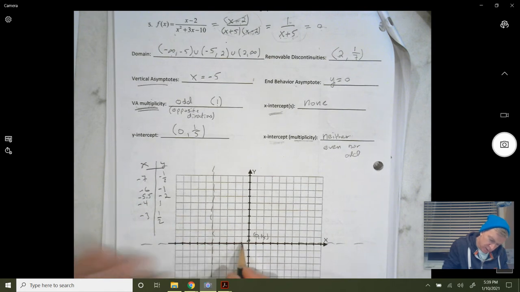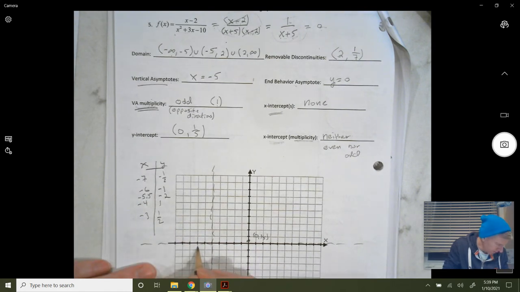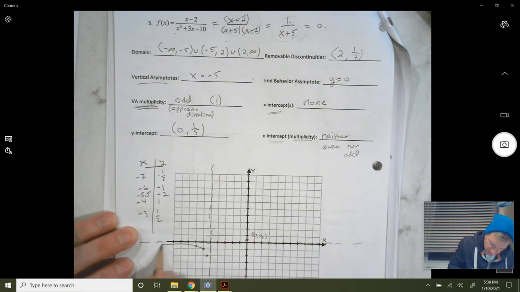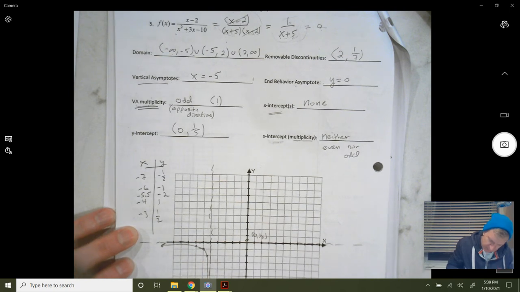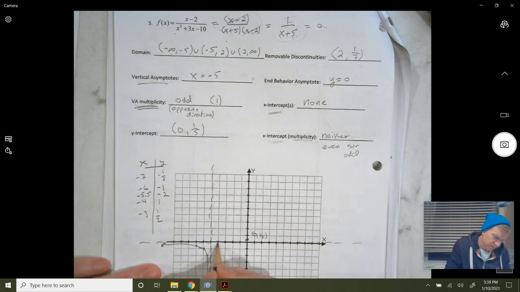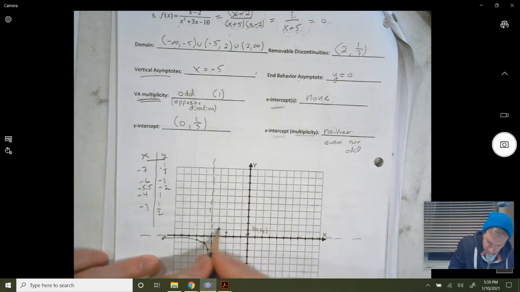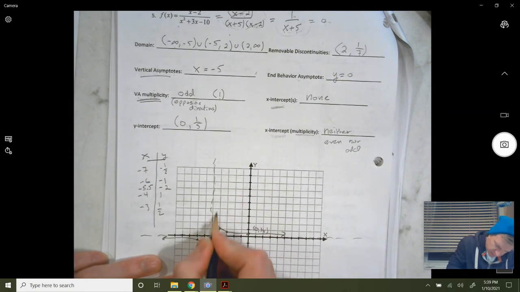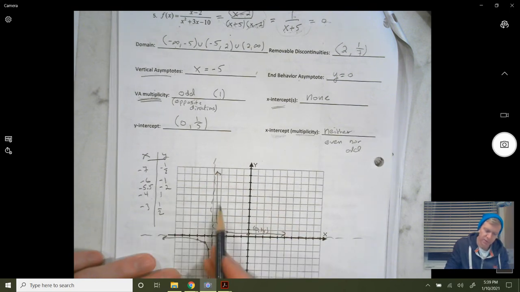So let's plug those in. -7, -1/2. -6, -1. -5.5, -2. Okay, so we can see that this is going to look like this. Okay, -4 gave us a value of +1. -3 gave us a value of 1/2. And we also know we're going to go through this point over here. So our graph looks like this. Remember, you're getting infinitely closer to these.